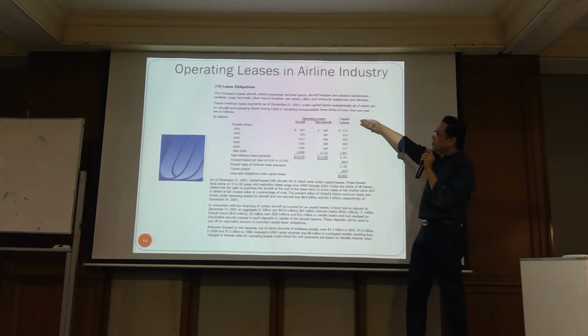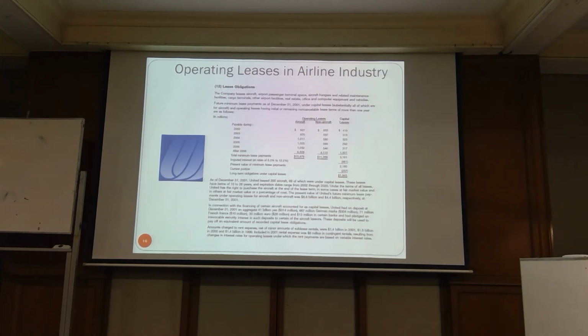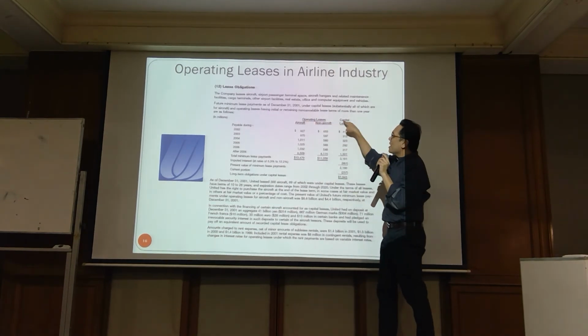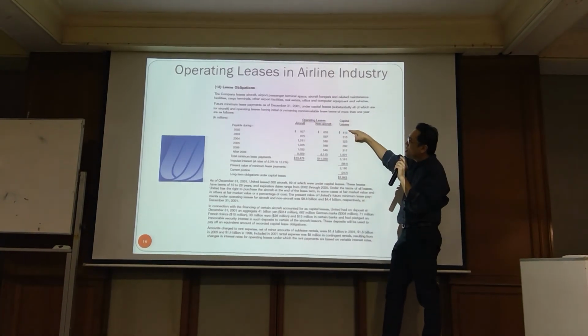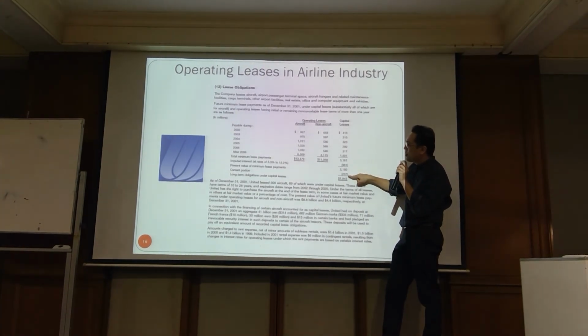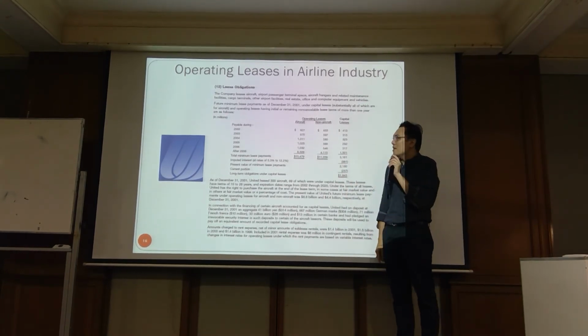Here, this is a footnote of the lease obligation for United Airlines. I have to thank you, Dr. Wisarud. He did this slide for me. Look, they got OL and they got FL, which in American they call capital lease. OL is right here. FL is here. They got a streamline of payment. All right, and they have current portion. Of course, these two things link to the main statement.